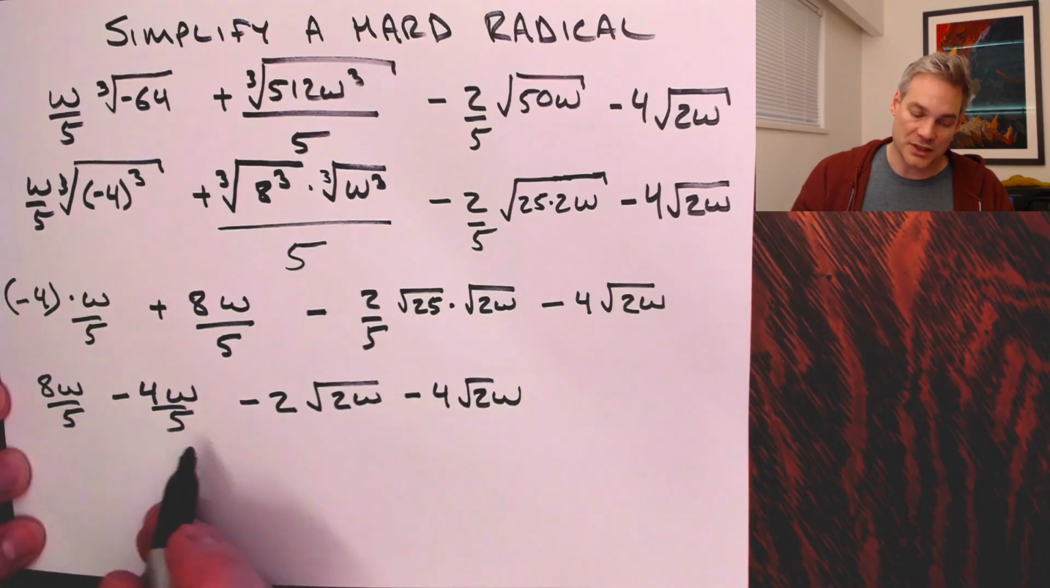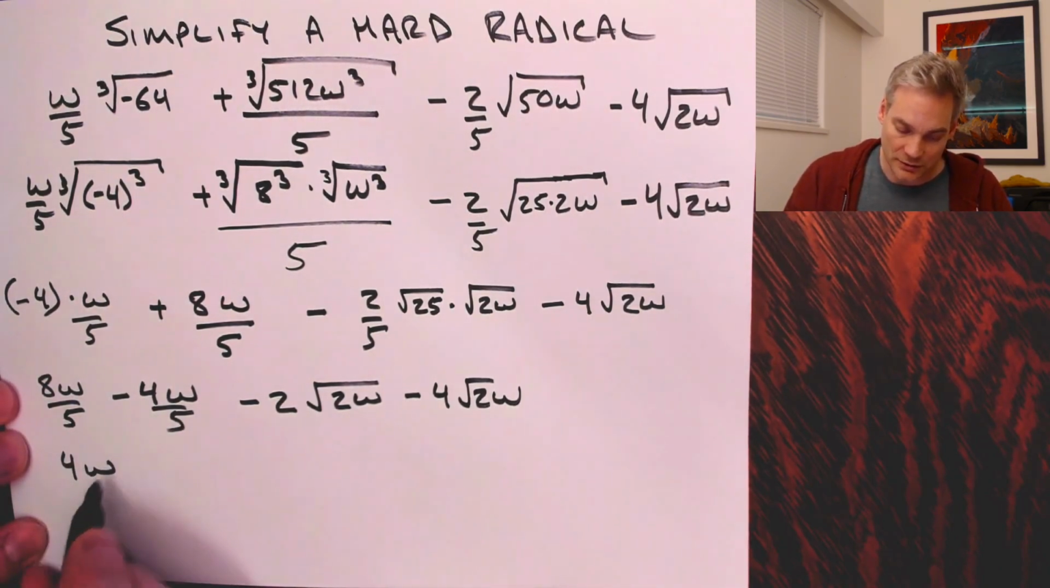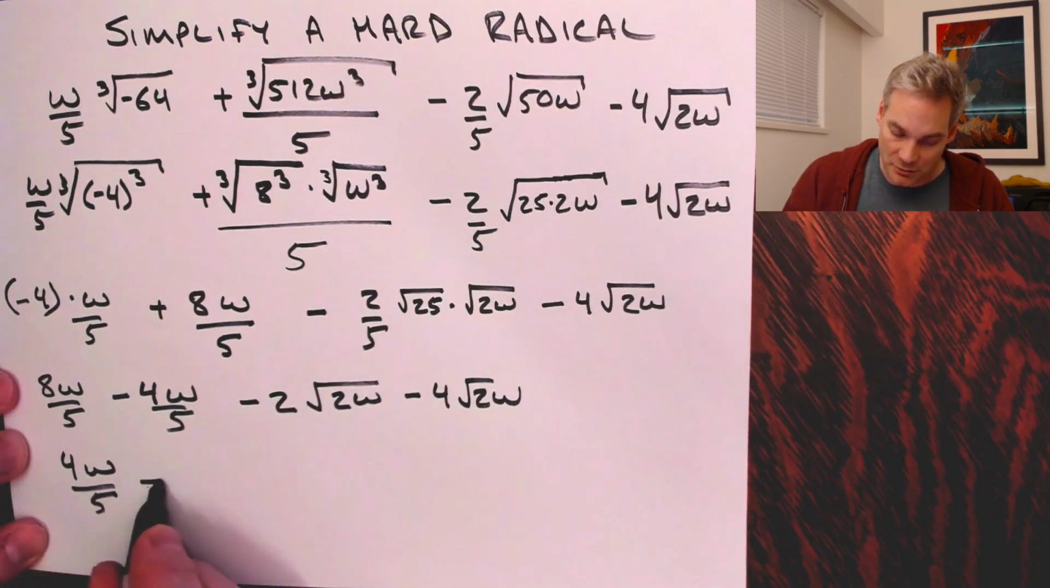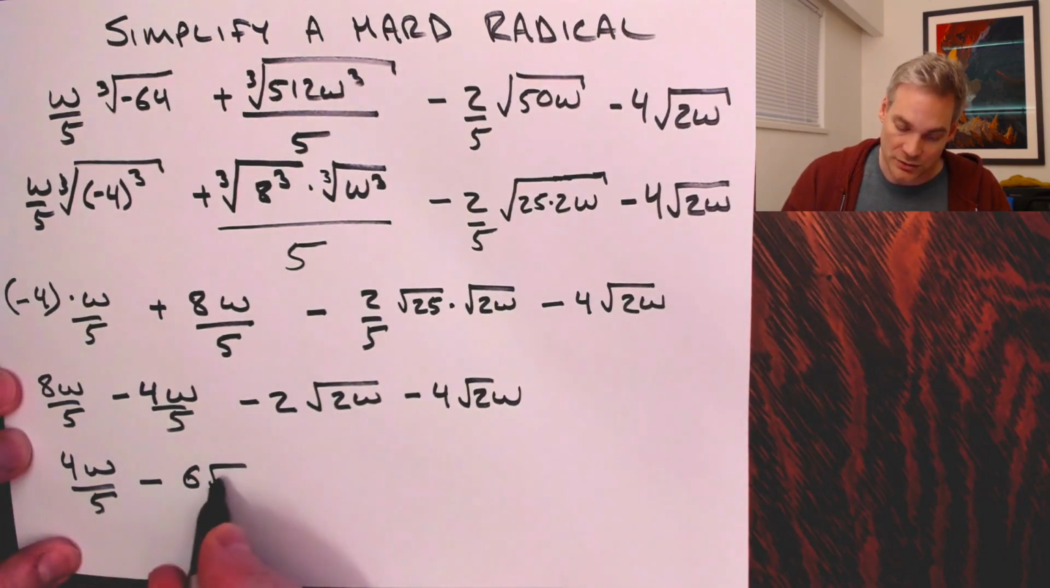And then we group these, and that's 4. So 8 minus 4 is 4. So 4w over 5 minus, and now that's minus 2 and minus 4 is minus 6 root 2w.